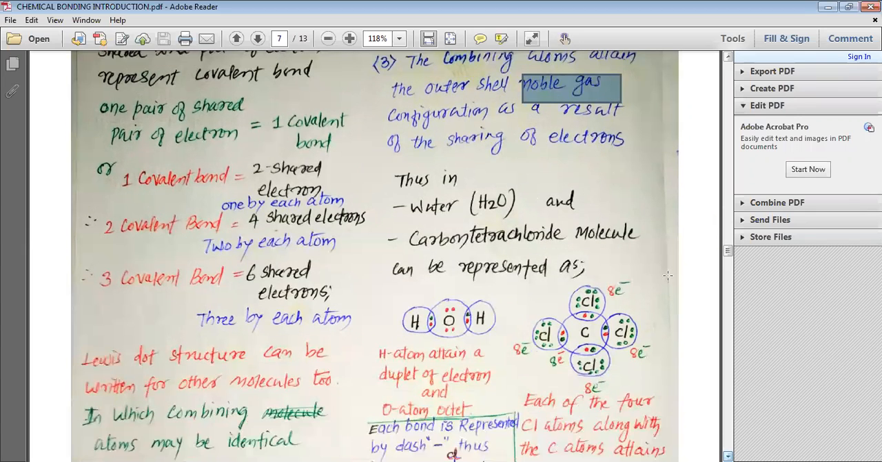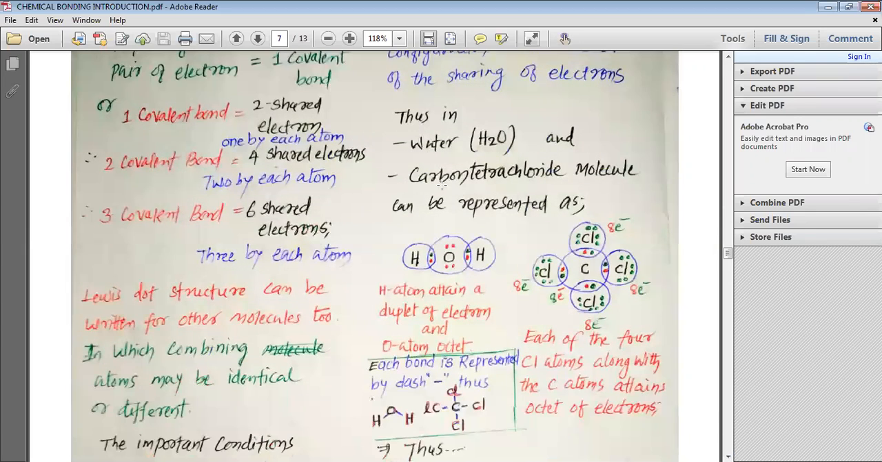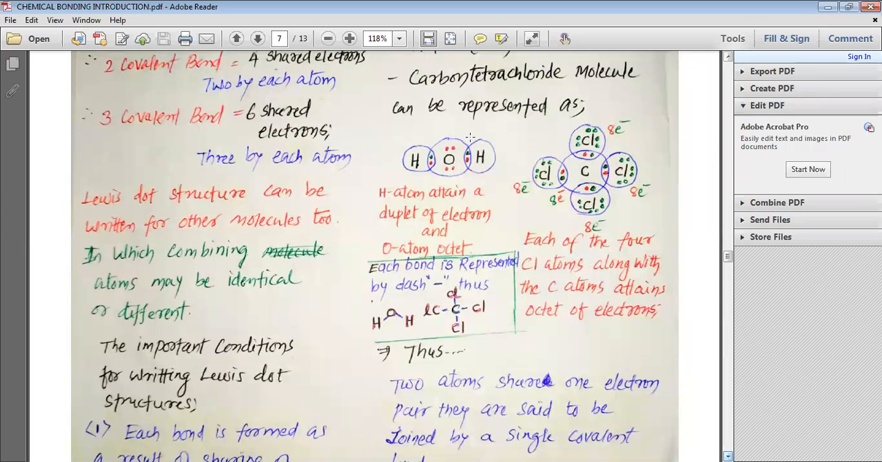Thus in water, H2O, and carbon tetrachloride molecule, we can represent them as follows. My dear students, you need to remember that here in all cases, hydrogen attains a duplet rather than the octet, because the nearby inert gas to hydrogen is helium, and that is why hydrogen attains only a duplet.